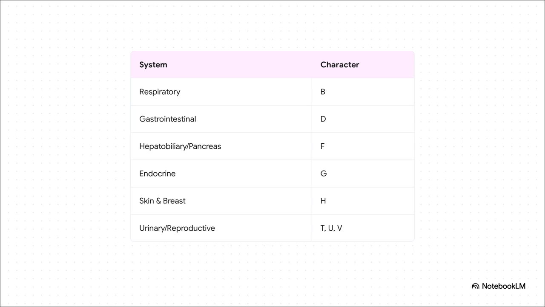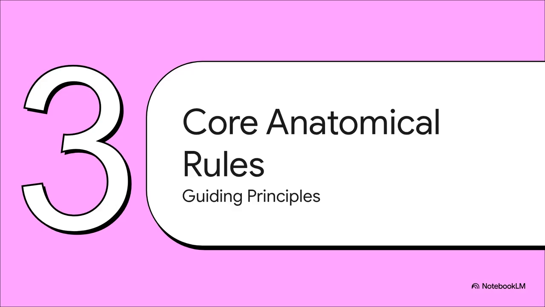You can't just know what an organ does, you have to know exactly which system ICD-10 PCS categorizes it under to nail that second character. Now that we know the systems themselves, we really have to talk about the rules that govern them. Let's shift our focus to Section 3, Core Anatomical Guidelines.